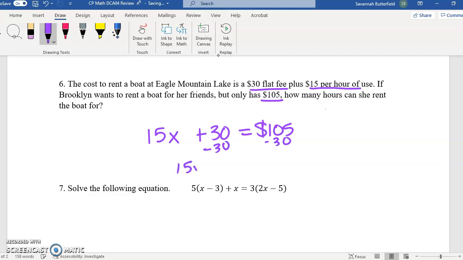And we're going to get 15x is equal to 75. Use your calculator at this point if you need to. Again, scientific calculator only. And then we're going to divide by 15. And so we get x is equal to 5. So she can rent it for 5 hours with the amount of money that she has.